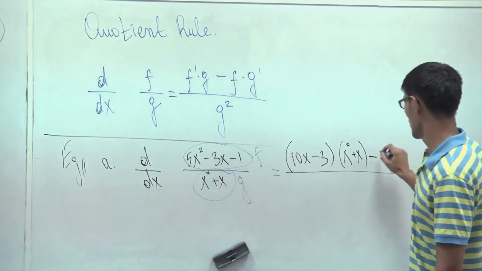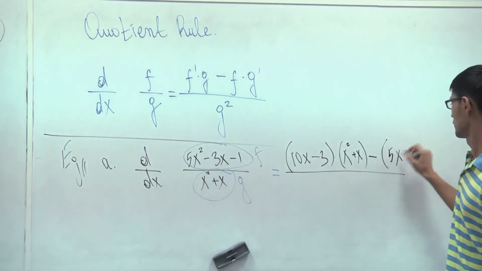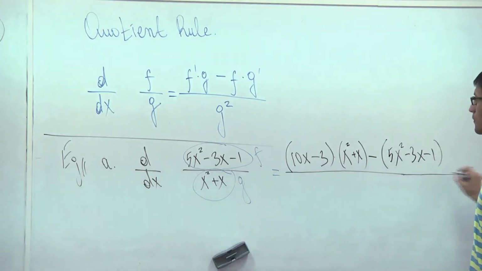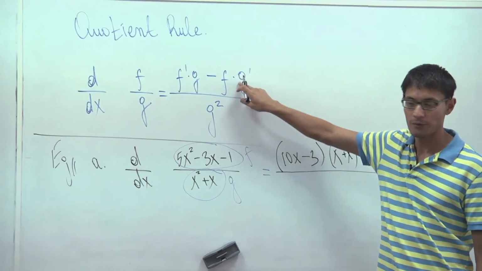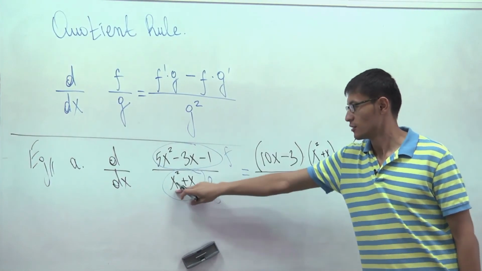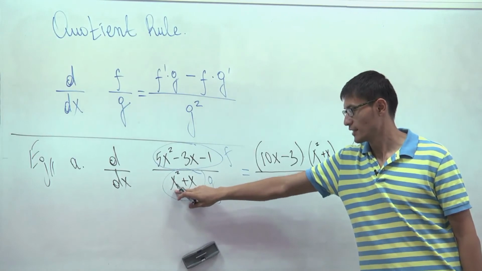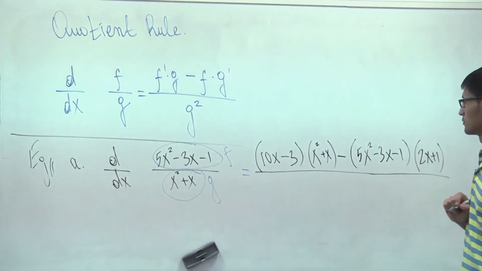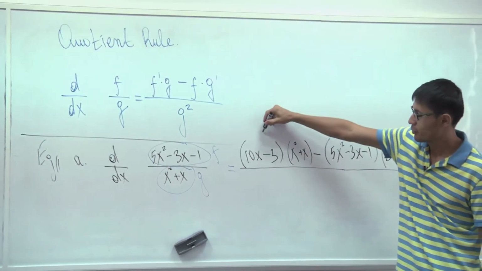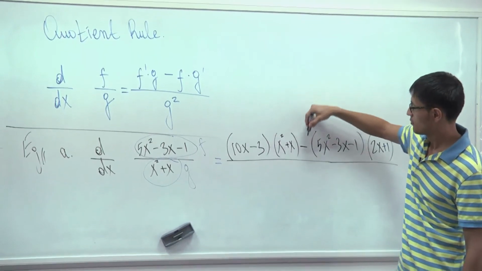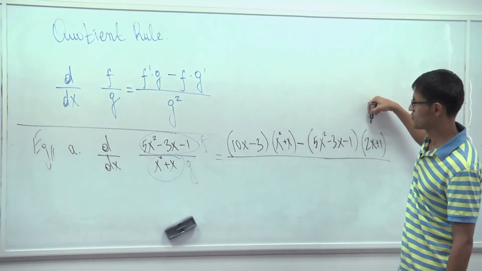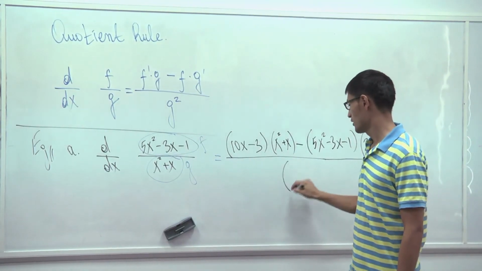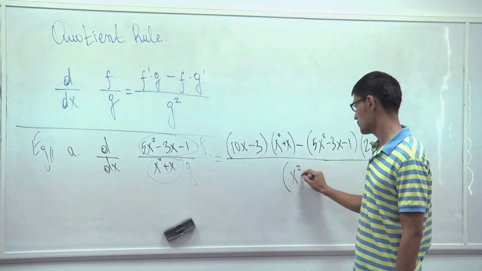Then minus f. You copy f. You don't change it. 5x squared minus 3x minus 1 times g prime. So here's your g. G prime will be 2x plus 1. Okay, so we have f prime times g minus f times g prime, just like the formula says. And then in the end, you divide everything by g squared.